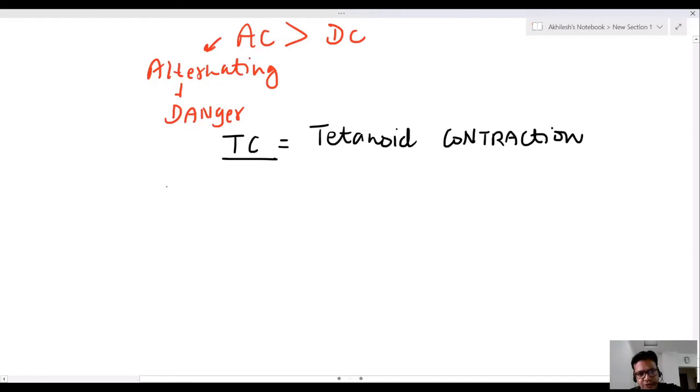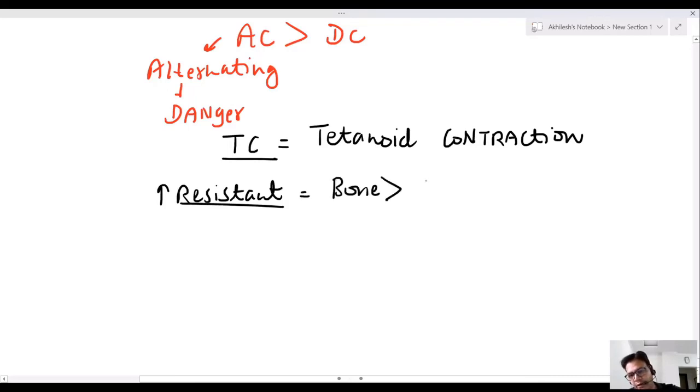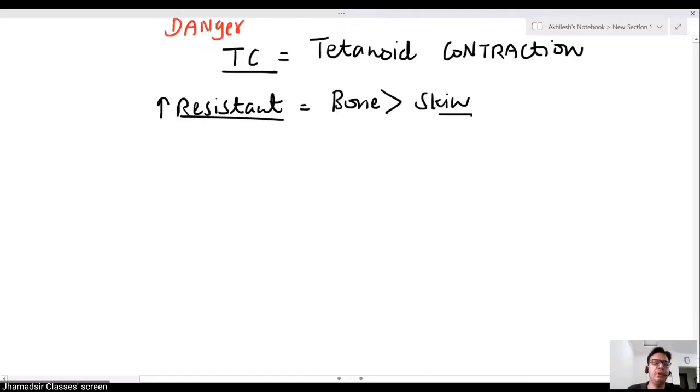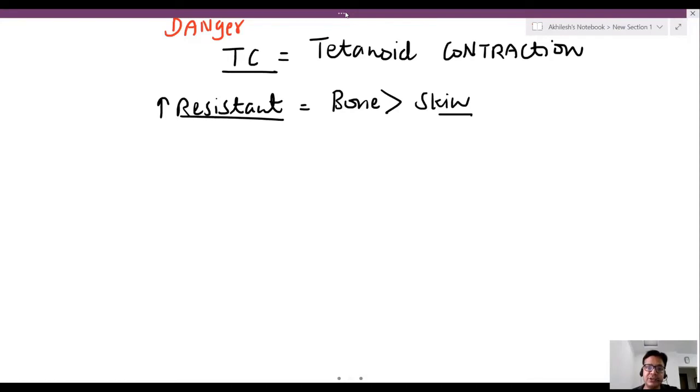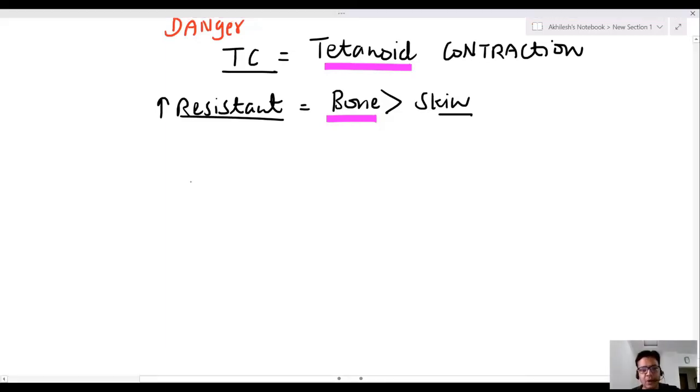Sir, the most resistant structure of your body for electrocution is bone, then skin. So the highest resistant structure is bone. Tetanoid contraction is the cause of death.